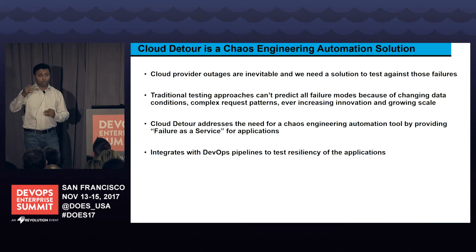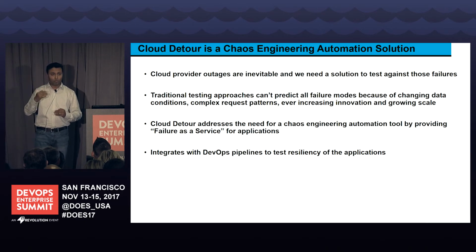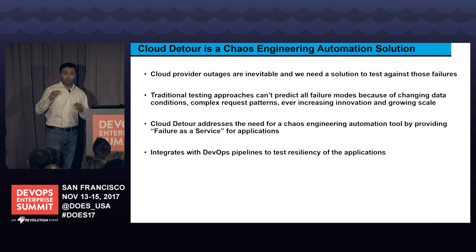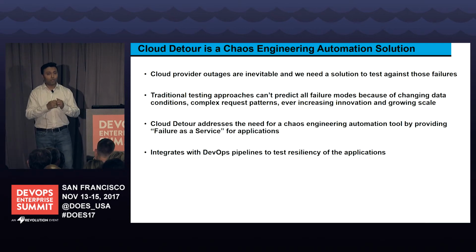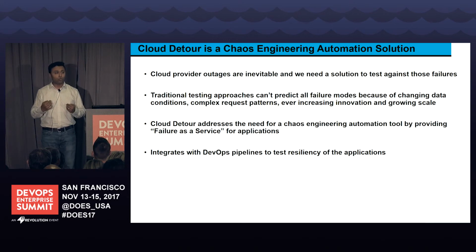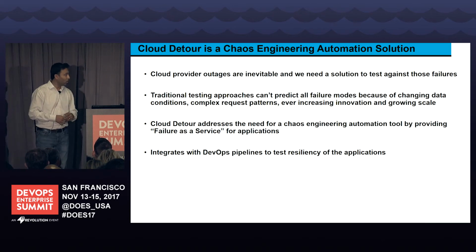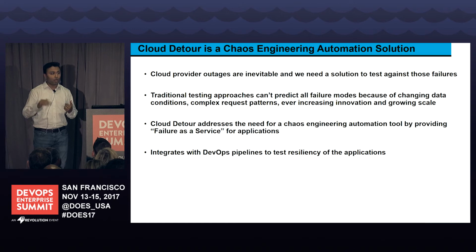The app owner will choose the many components that make up the application. For each component, what is the disruption type? And for each disruption, what is the schedule? I want to do it every Wednesday at 12 noon. I don't want my application to be disrupted on Mondays, but Fridays are okay. You could choose all of these permutations and make the CLI call or the API call to Cloud Detour, and it will schedule disruptions to your application.